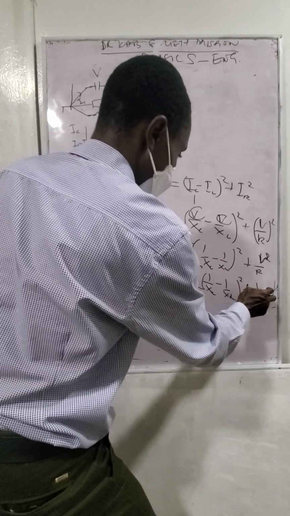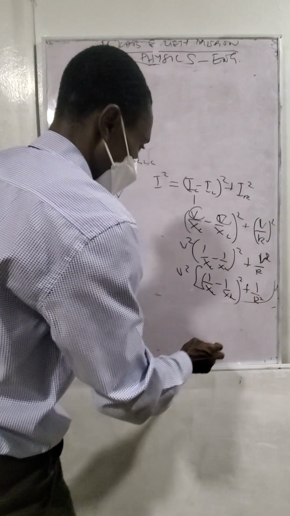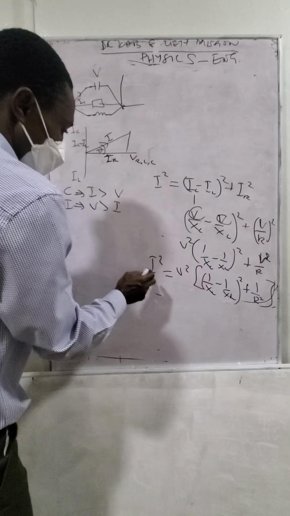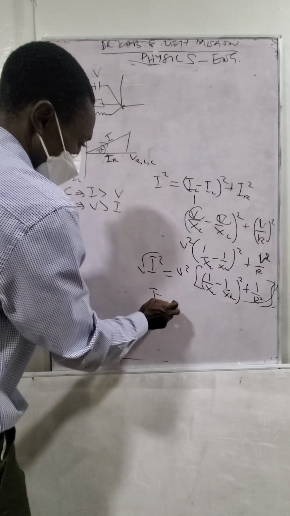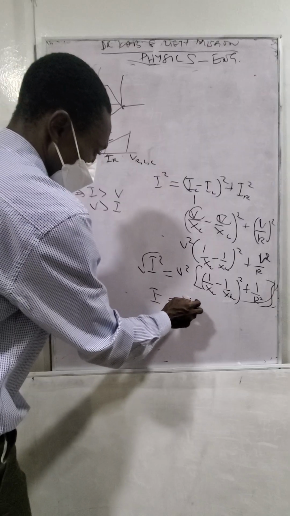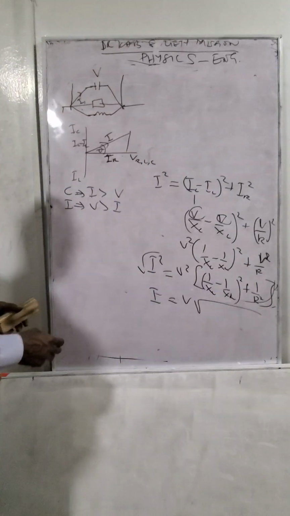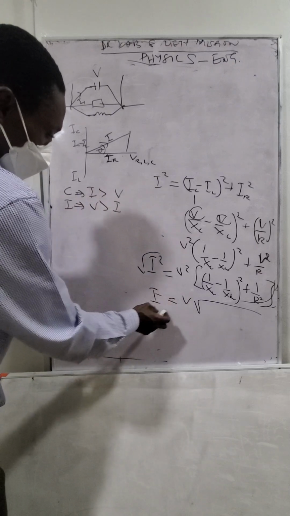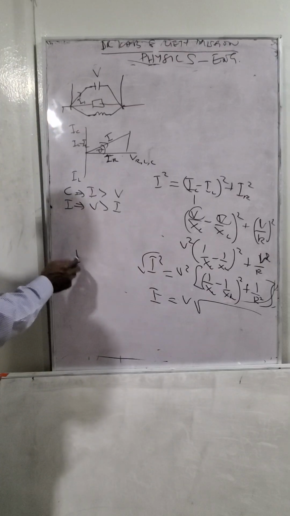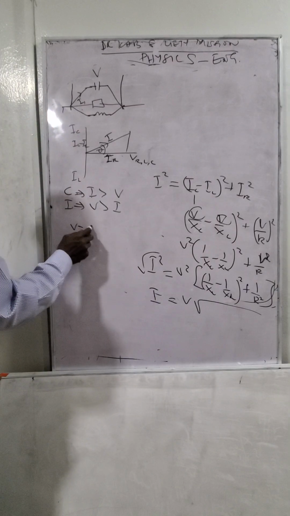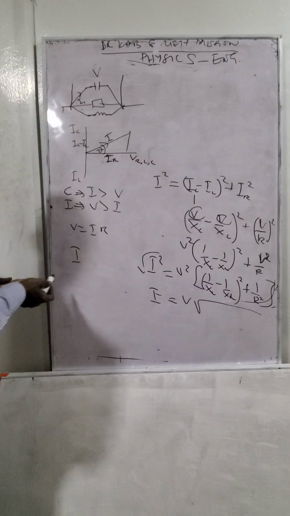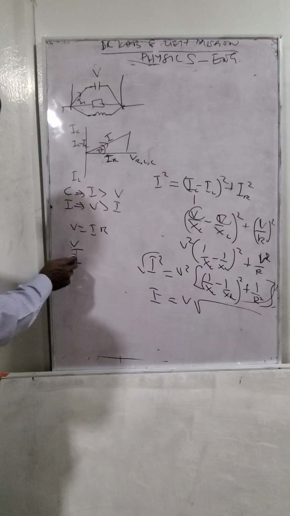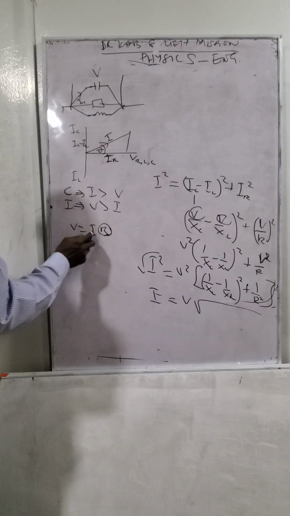So this is squared, and this is squared. Then the square root of this comes out as 9, and this comes out as V, and this is the square root of all this. So when you have your V here, V is equal to I over R, so resistance becomes V over R. This expression for resistance becomes V over R.